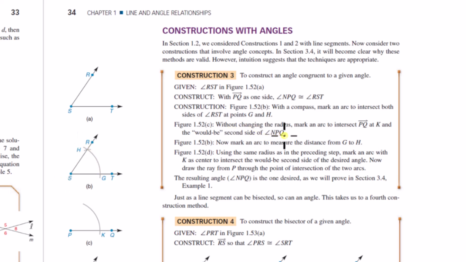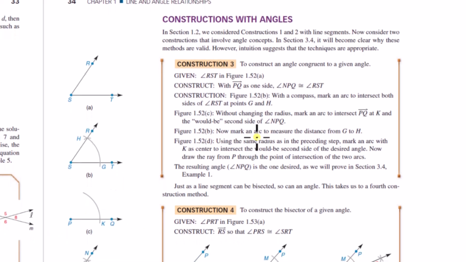Now without changing the radius, mark an arc to intersect ray PQ at K and the would-be second side of angle NPQ. So now you draw ray PQ, and then you draw an arc with that same radius to where it intersects PQ at K, and then just estimate the would-be side, since you're trying to make a congruent angle. Draw it long enough to where it definitely goes through what would be the side of the opposite end of this NPQ congruent angle.